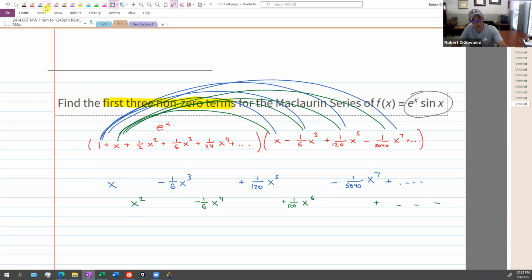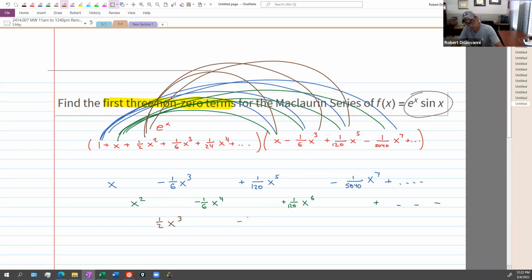Let's do the next multiplication. I'm going to do this in brown. This times this, this times this, this times this. This is going to start looking ugly. 1/2 x squared times x is 1/2 x cubed. Put that here. Notice I lined it up with the x cubed here. 1/2 x squared times negative 1/6 x to the 3rd. That'll be a negative, what, 1/12 x to the 5th. Do y'all agree that's the second multiplication? This one times that one.